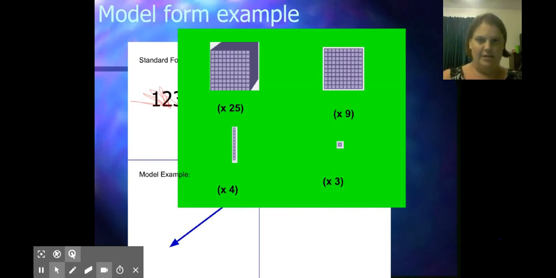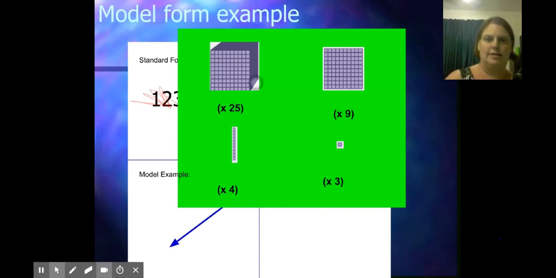We have 25,000, so I need 25 of these 1,000 blocks. I need 9 of these hundreds for 900. I need 4 of these 10s for 40, and 3 of these 1s. So on your paper, you're going to roughly draw this picture, times 25 for the thousands, and the hundreds times 9. So please make sure you have this picture roughly drawn on your paper. It doesn't have to be exact. You don't need a ruler. Just make it work.